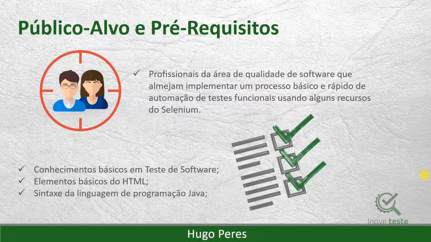As a prerequisite, it is recommended that you have basic knowledge about software testing: what a test case is, what a test suite is, and understanding what an action or reaction is when testing a system. Also, it is important that you know the basic elements of HTML and that you have familiarity with the Java programming language. In the next video lesson, we will talk a little more about the tool we will use to perform this process of automating the test.